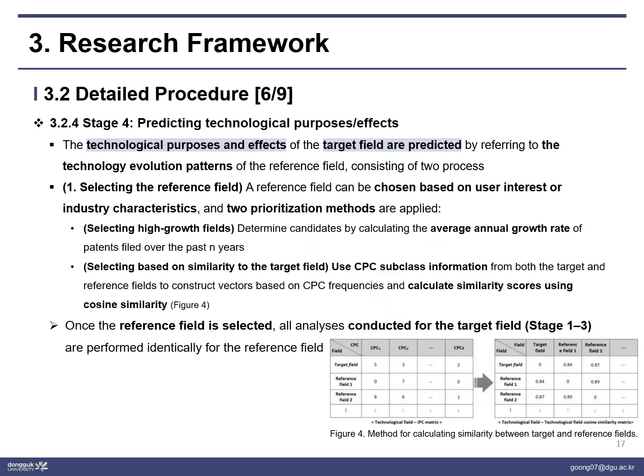The technological patterns of the reference domain are used to predict the technological purpose and effects of the target domain. First, the reference domain can be selected based on user interest or industry factors. High growth domains or domains similar to the target domain can be selected as priorities. Once the reference domain is determined, the same analysis used for the target domain is applied.